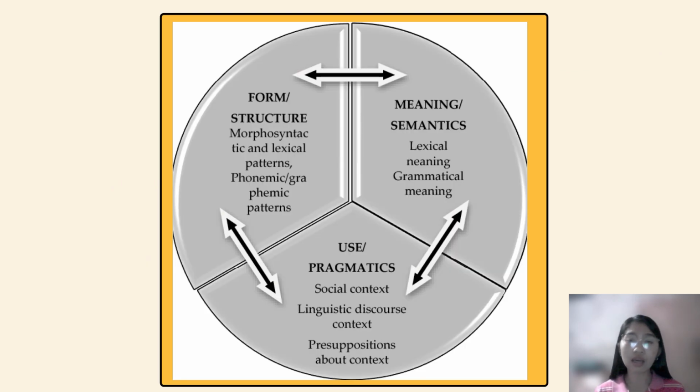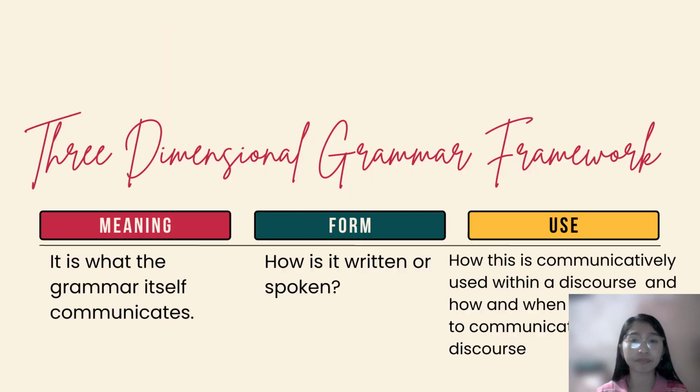As you can see, we have here the diagram or the framework. We have the meaning or semantics, the form or structure, and the use or pragmatics. There are open-ended arrows, meaning there is no particular arrangement for this. In my discussion, I started with the meaning.